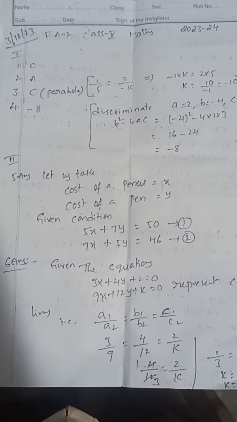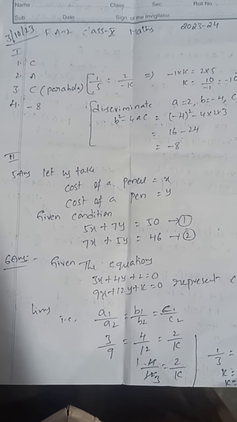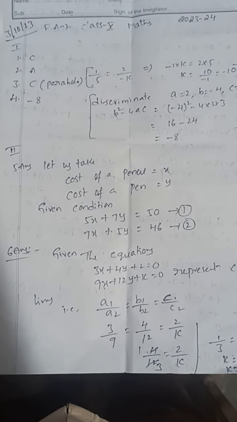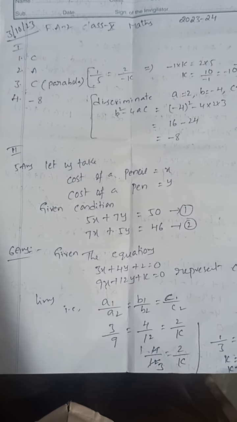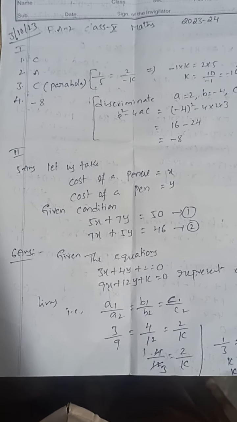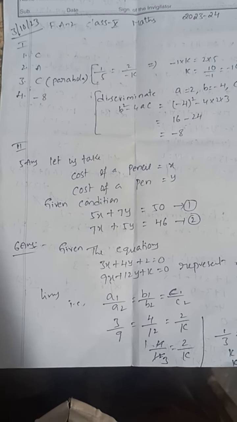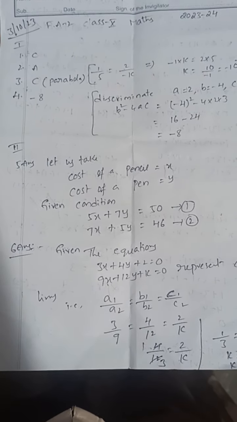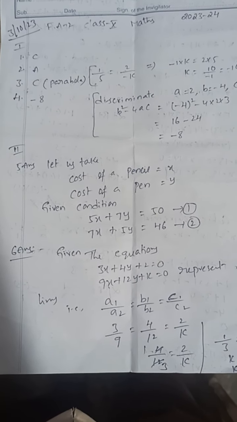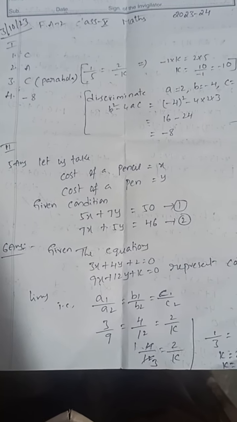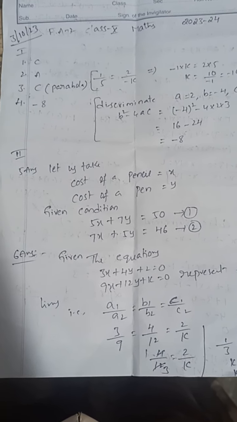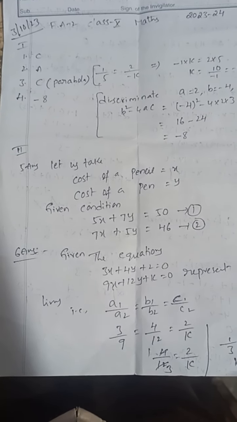Today we discuss FA2 exams, class 10th maths. So the first option is C, second option A, third option C, parabola, fourth option -8. For the second option, how can we get A? If the lines are parallel, then the x coefficient ratio and y coefficient ratio are equal. 1 by 5 is equal to 2 by minus k. So minus 1 into k is equal to 2 into 5, k is equal to minus 10. So for the fourth one, the answer is -8.